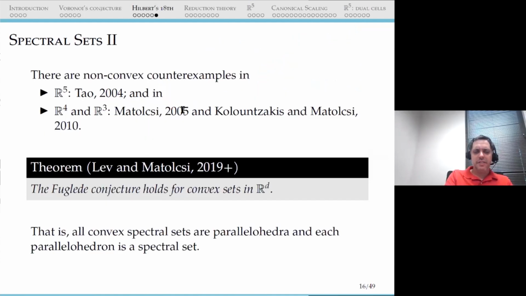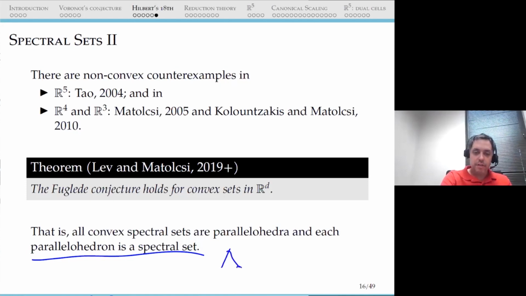And actually, that's the reason why there were counterexamples found in the 5-dimensional case by Tao, and in the 4- and 3-dimensional cases by Matolcsi and Kolountzakis. But for convex sets, the Fuglede conjecture was proved by Lev and Matolcsi also a year ago. So basically, they showed that every convex spectral set is a parallelohedron and every parallelohedron is a spectral set. However, this part was shown by Fuglede, and actually in this case it's relatively easy to find the spectrum.